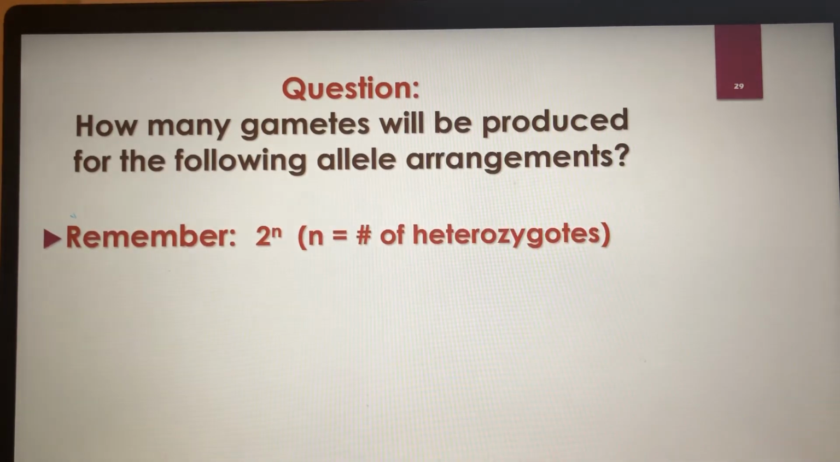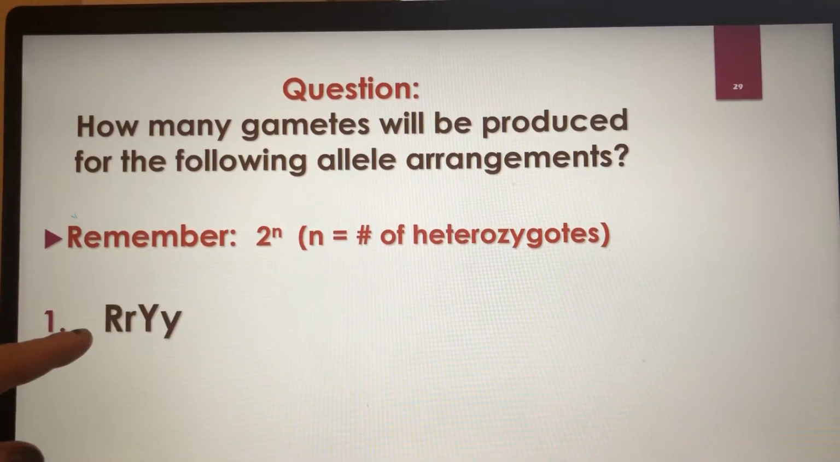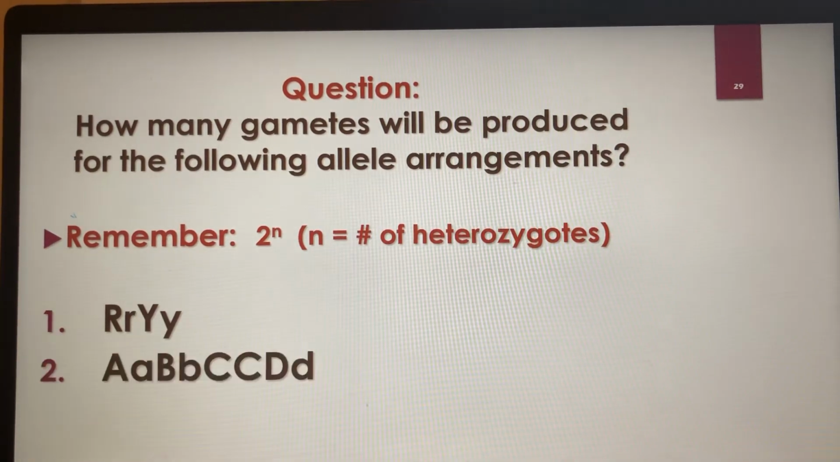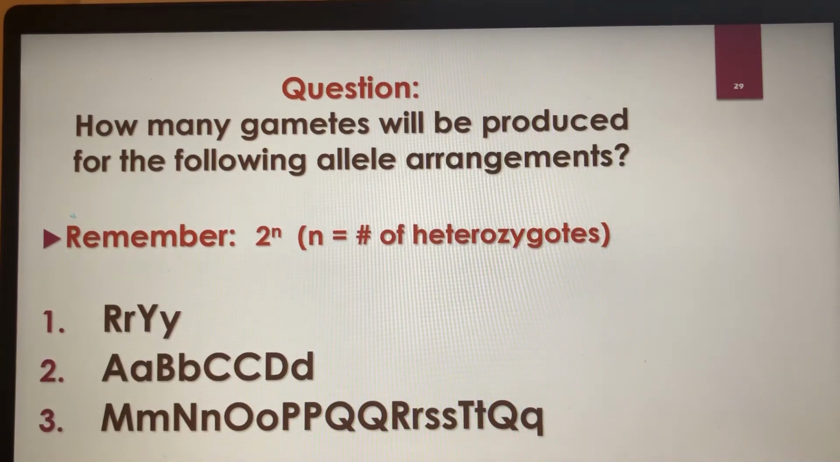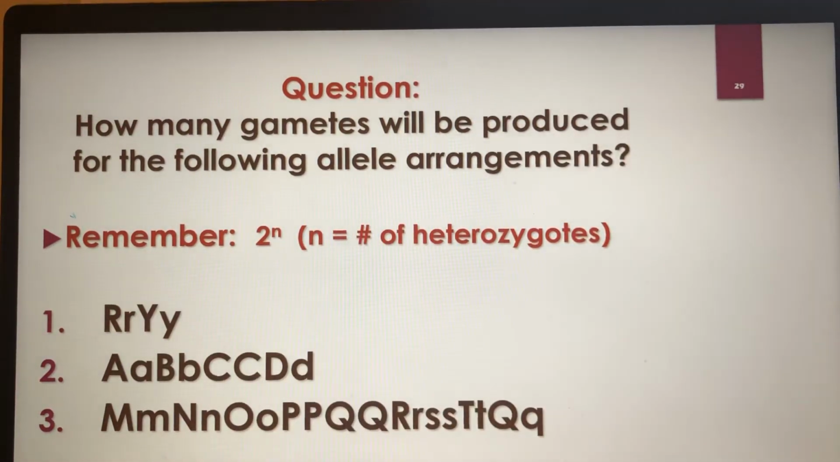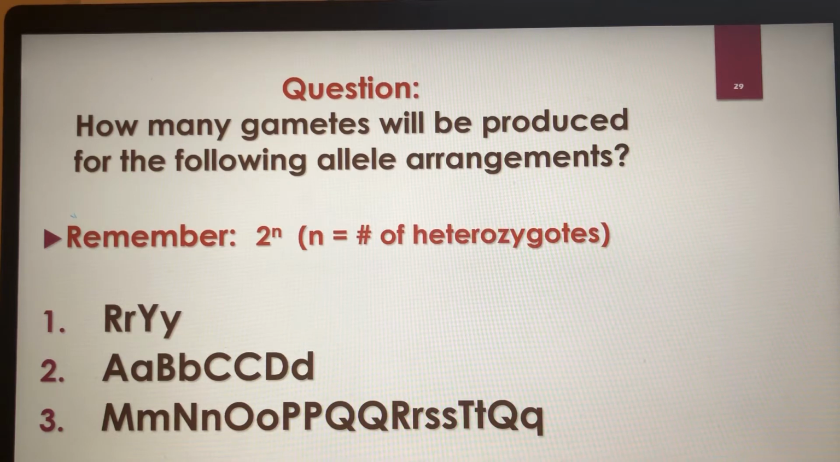Now, here's a question that we went over in the last lecture. How many gametes will be produced for the following allele arrangement? This is remembering 2^n, where n is the number of heterozygotes. It's easy enough here, but as we move forward you get a lot of combinations, and this is what you're going to see on your test. So it's worth memorizing this equation: the number of different gametes that could be produced is 2^n, where n is the number of heterozygotes.